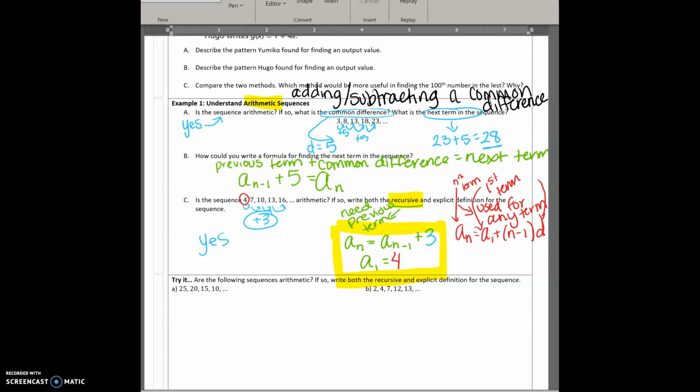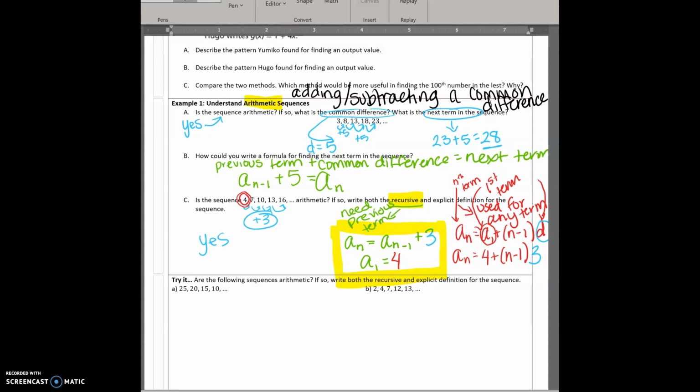So we're going to leave a sub n alone, and then we're going to plug in the first term. So remember, that's our 4, plus, and then n minus 1 stays. We don't do anything with it. And then our common difference, which we said is that 3.